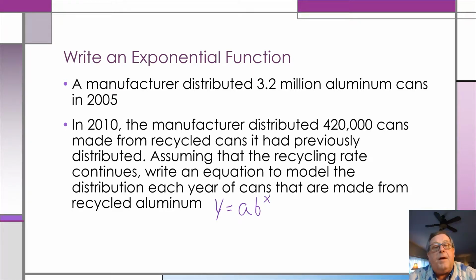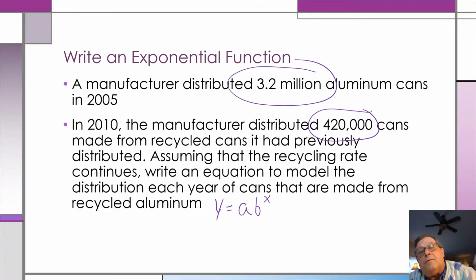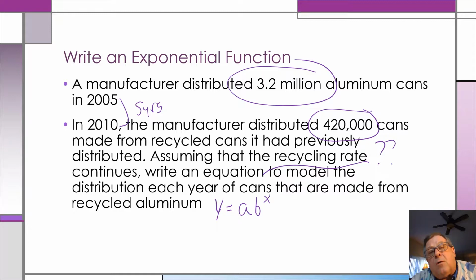So let's think about this problem and what we have to do. Well, I know the output, 420,000, and I know the initial amount, 3.2 million. And I actually know the number of years, which would be 5 years, and that's going to be in my exponent. But what I don't know is the recycling rate. That's really what I'm trying to find, and that's b. So let's start on an equation.